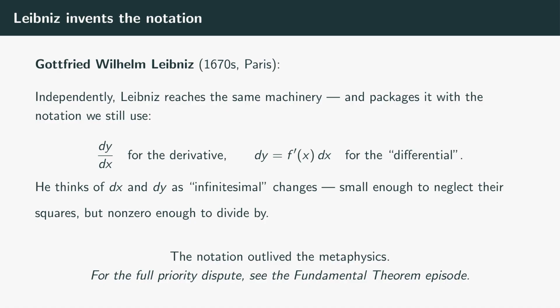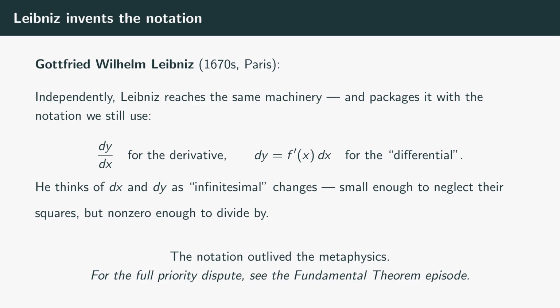He thought of dx and dy as infinitesimal increments, small enough to neglect their higher powers, but non-zero enough to divide one by the other. Philosophically as shaky as Newton's o, practically brilliant. The notation made the symbolic algebra of calculus run on rails.